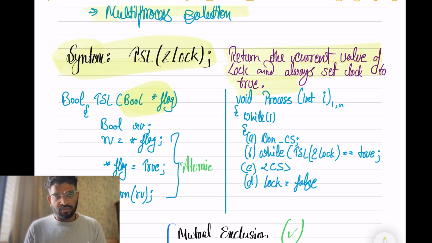So if the value of lock is set to true by P1, then if any process wants to enter the critical section, sorry, let's just scrap that idea.